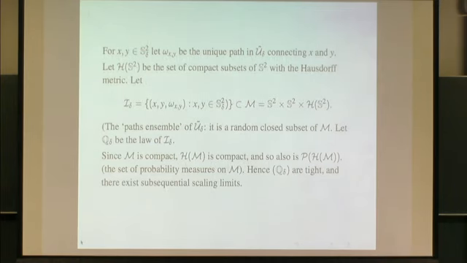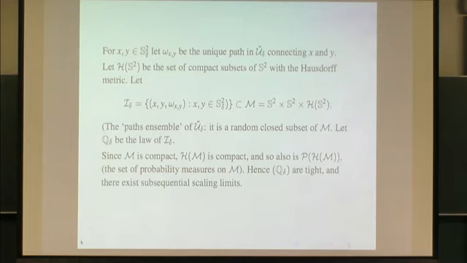So this is what Schramm did. For x and y in S2 delta, we take the path in u tilde connecting x and y. And we're going to look at the compact subsets of S2 with the Hausdorff metric. And we're going to look at the following object, which we call the paths ensemble of u tilde delta. So we have a point x in S2, a point y in S2, and the path in the compact subsets, which connects x and y, omega x,y. So we have these objects, and then we take the collection of all those objects.